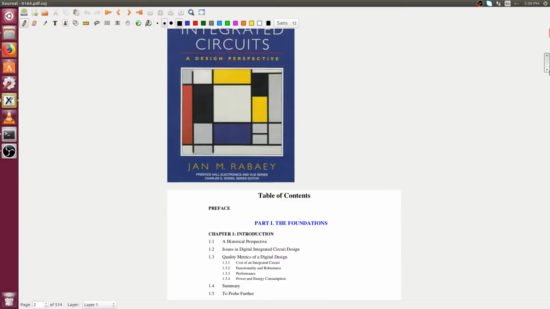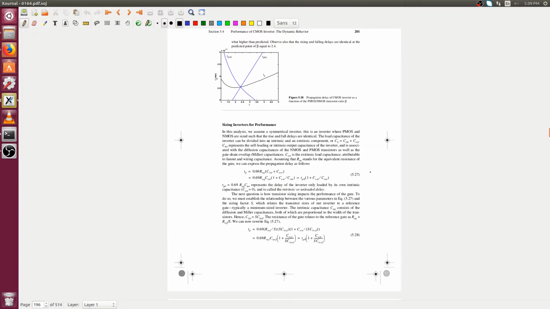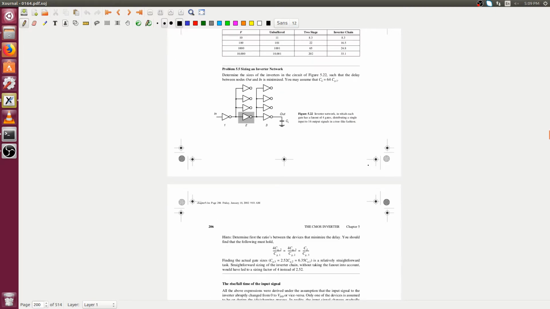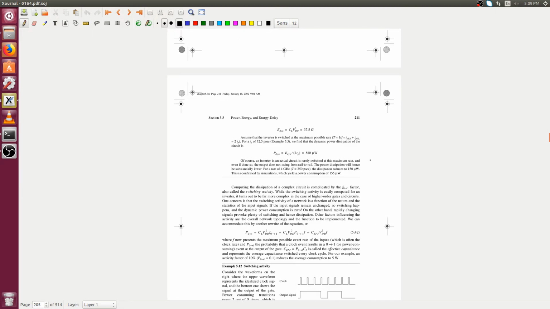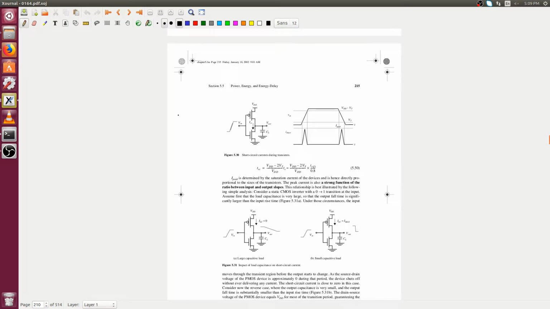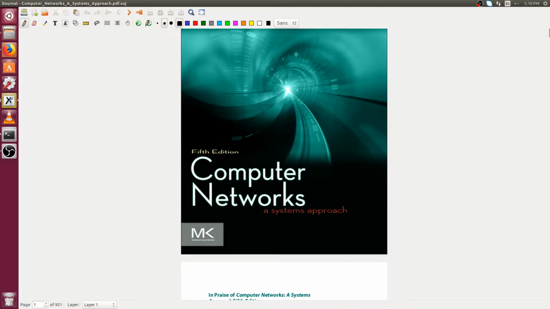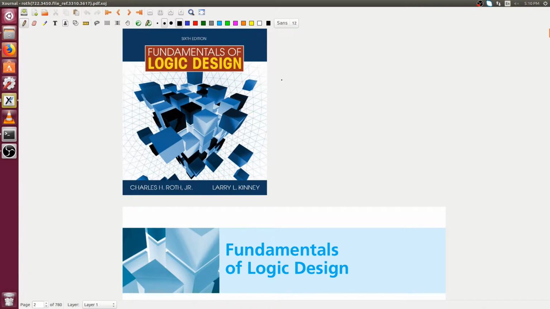Digital integrated circuits. Now this one's interesting. This is when we're actually talking about manufacturing integrated circuits and how that works, and designing integrated circuits. This is going to be really fun. Yeah, look at this. This is cool. Okay. And then, what am I missing? Computer networks. Everybody needs a course in computer networks. And then finally, we've got a classic, the Roth and Kinney Fundamentals of Logic Design. This is a first course book in computer engineering that many people do.